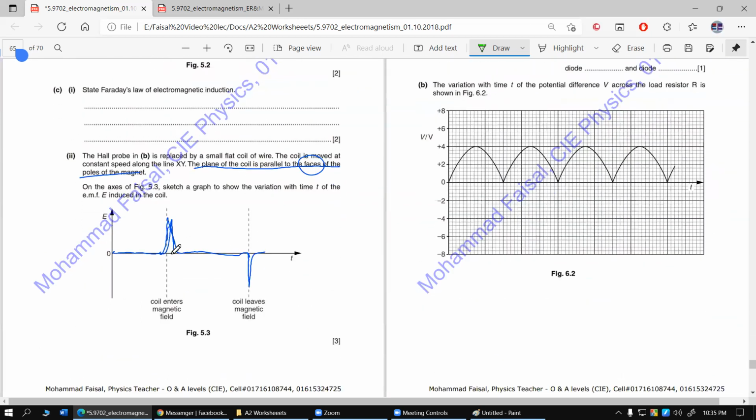This is how the graph is going to look like. We're going to have outside the field zero EMF. As the coil enters the field, there will be a spike EMF. As the coil travels through the field, there will be zero EMF. As the coil leaves the magnetic field, there will be another spike EMF of the same magnitude but in opposite direction than the earlier spike. And then as the coil goes out of the magnetic field, once again zero EMF. So I might as well prefer to complete this line like that.